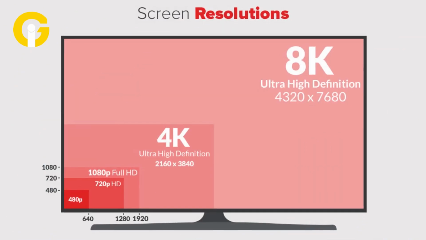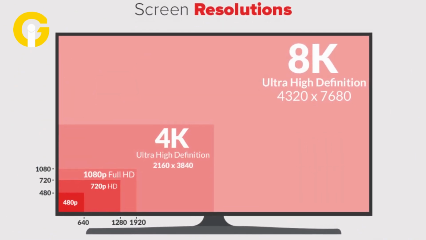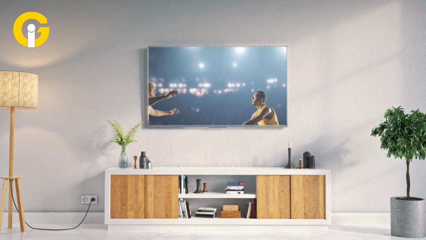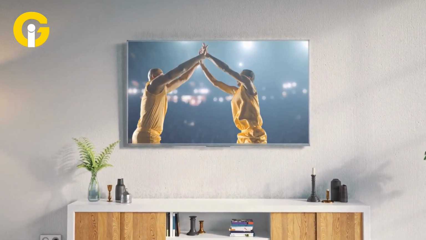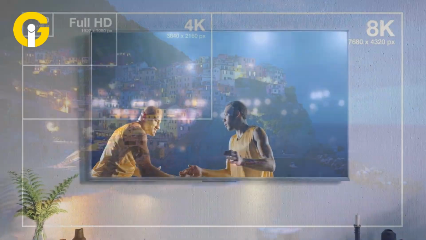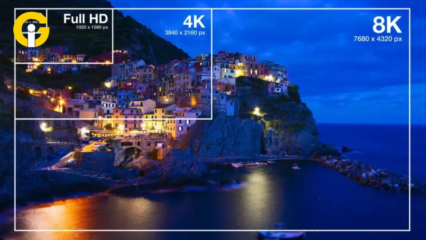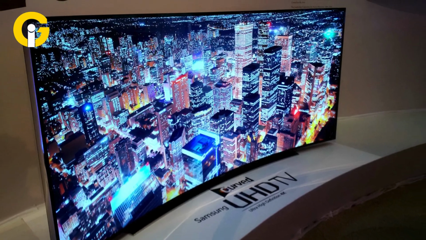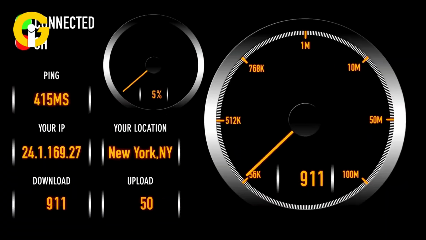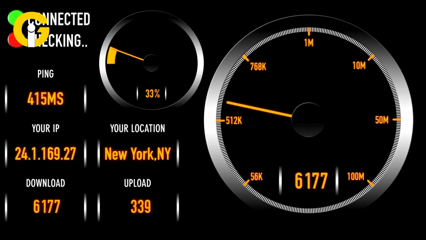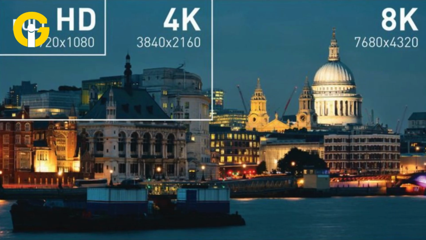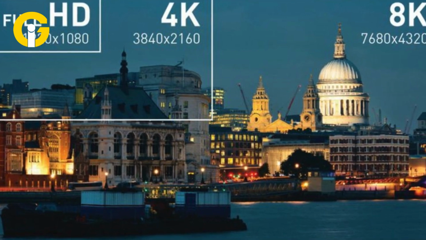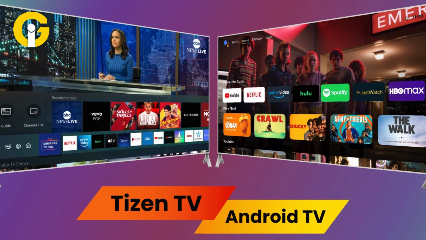Number 1. Consider the size and resolution of the screen. The size of the screen depends on your room space and viewing distance. Generally, bigger screens provide more immersive viewing, but they also cost more and consume more power. The resolution of the screen refers to the number of pixels that make up the image. Higher resolutions offer sharper and clearer pictures, but they also require faster internet speeds and more bandwidth. The most common resolutions for smart TVs are 4K and 8K, which are 4 and 16 times higher than Full HD respectively.